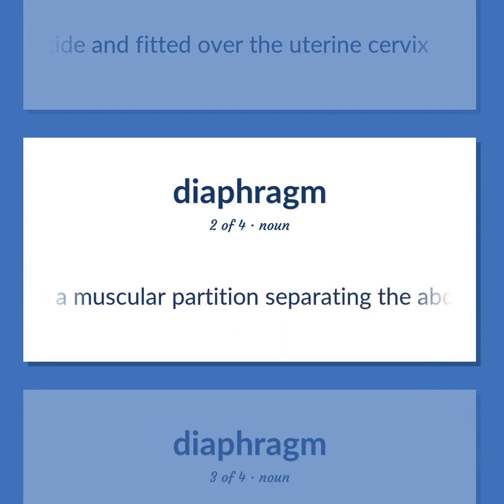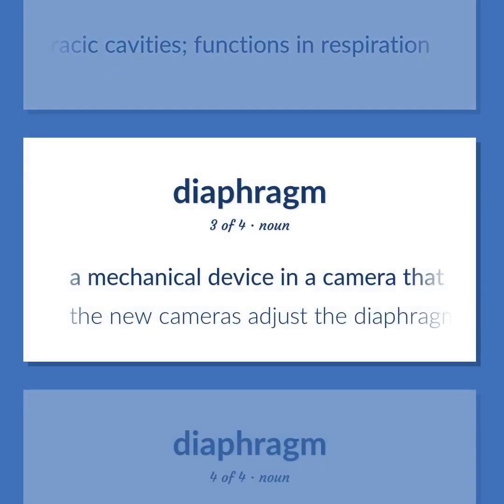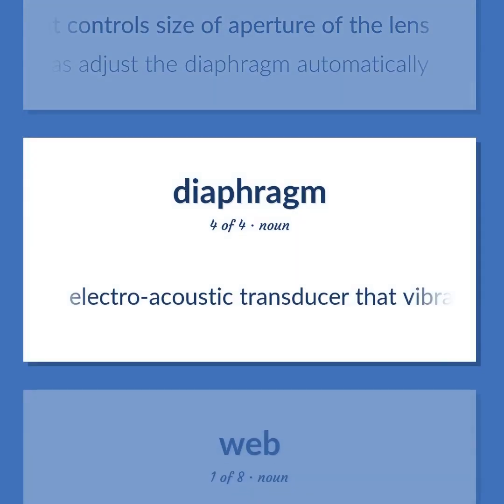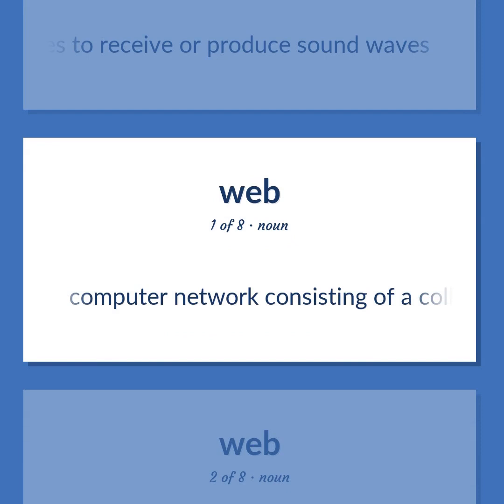Anatomy. A muscular partition separating the abdominal and thoracic cavities. Functions in respiration. A mechanical device in a camera that controls size of aperture of the lens. The new cameras adjust the diaphragm automatically. Electroacoustic transducer that vibrates to receive or produce sound waves. Computer network consisting of a collection of internet sites that offer text and graphics and sound and animation resources through the hypertext transfer protocol.